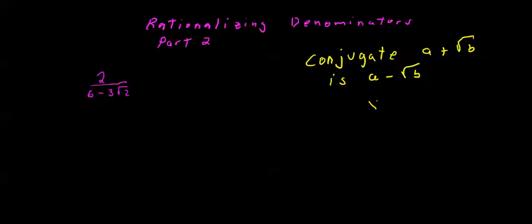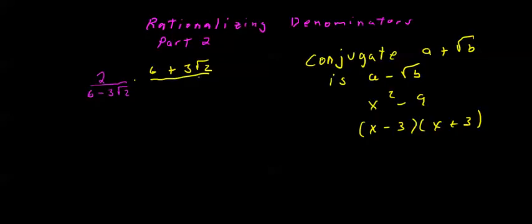For instance, when we factored x squared minus 9, we had x minus 3, x plus 3. These were just conjugates, all right? Nothing more than conjugates. So we're going to multiply by the conjugate, which is 6 plus 3 square root of 2 over 6 plus 3 square root of 2. And when we do that, the numerator gets distributed. 2 times 6 is 12, plus 2 times 3, 6 square root of 2.